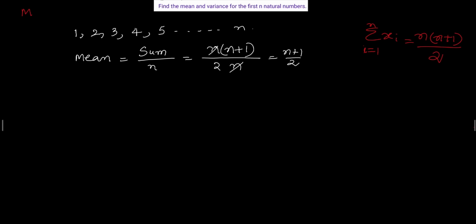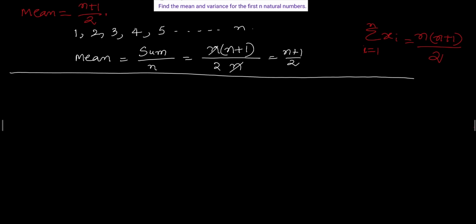So let's write down here. Mean is equal to n plus 1 divided by 2. Now we got the value of mean. We need to calculate what is the value of variance. So let's go to variance now. So we'll write down first of all what is the definition of variance.